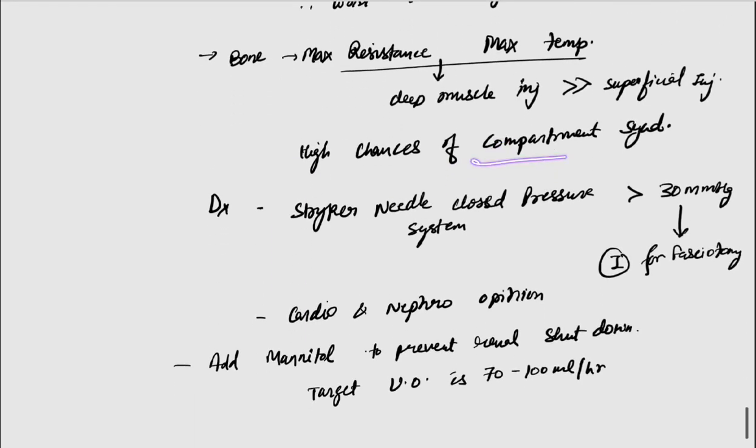To identify compartment syndrome, we can use the Stryker needle closed pressure system. If the pressure is more than 30 mmHg, we can go for fasciotomy. Moreover, there is also a chance of electrolyte abnormality leading to cardiac problems. Moreover, due to the muscle damage, there is myoglobinuria and renal shutdown can occur. Therefore, along with fluid, we also add mannitol to prevent renal shutdown. Here, the target urine output is 70 to 100 ml per hour.